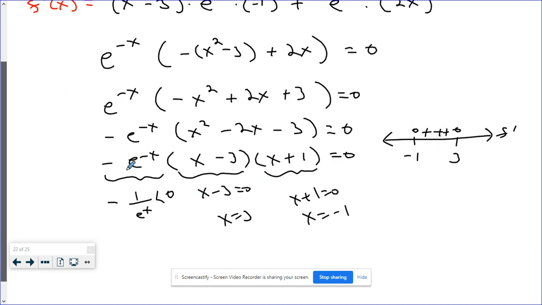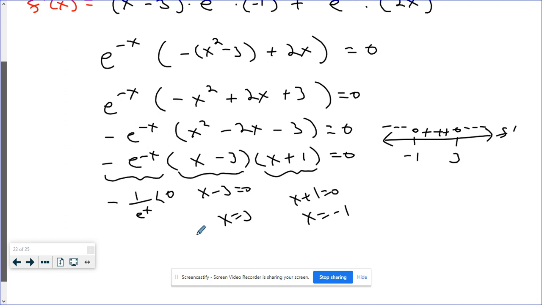So if I test 5, again, this is always negative, positive, positive, so that's going to be negative. And then if I test negative 5, both of these would be negative. Negative times negative is positive times negative, negative. So I get that. So I now know where the graph of f is increasing and decreasing.